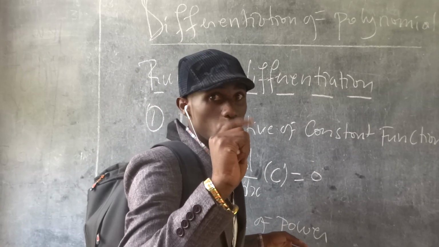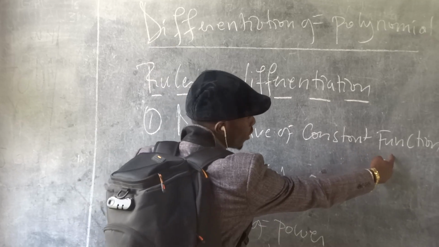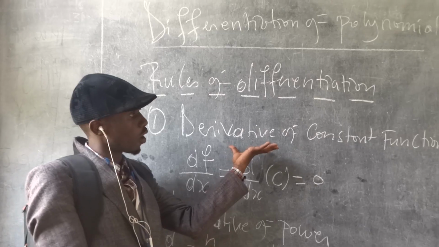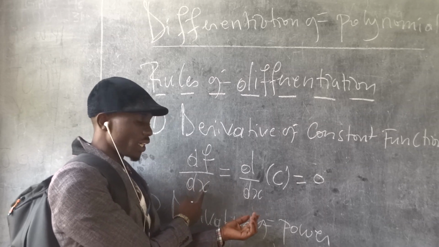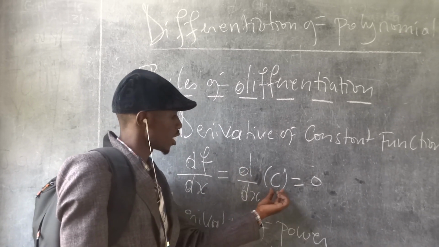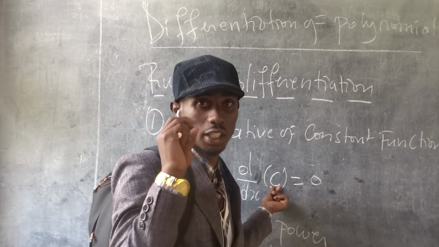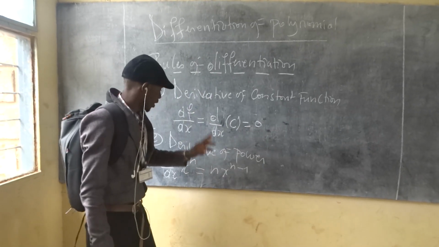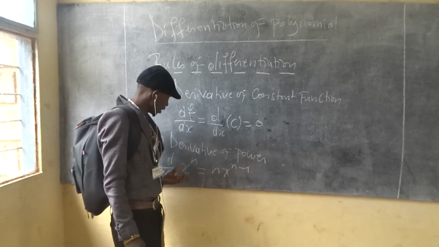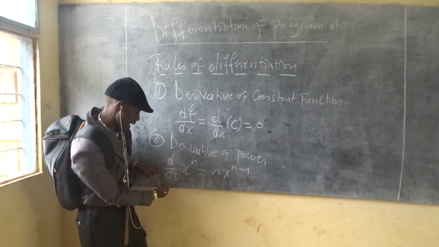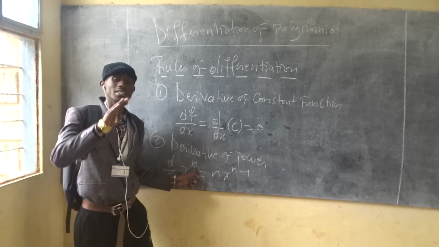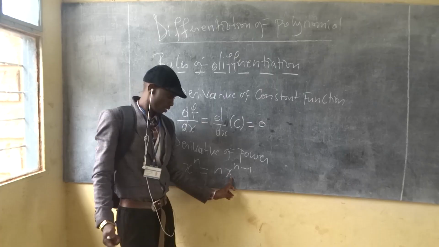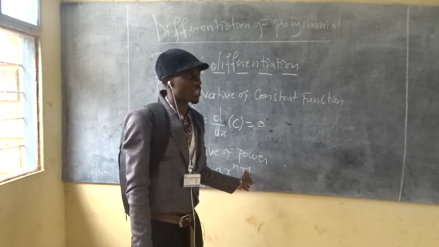The first rule is the derivative of a constant function. Here we have df over dx equals d over dx of c, where c represents a constant number, equal to 0. The second is the derivative of a power. Here we have d over dx of x power n, where n is a constant number or exponent, equal to n times x power n minus 1.